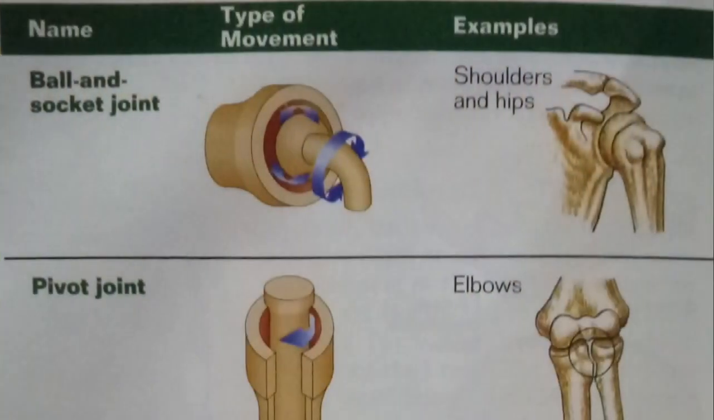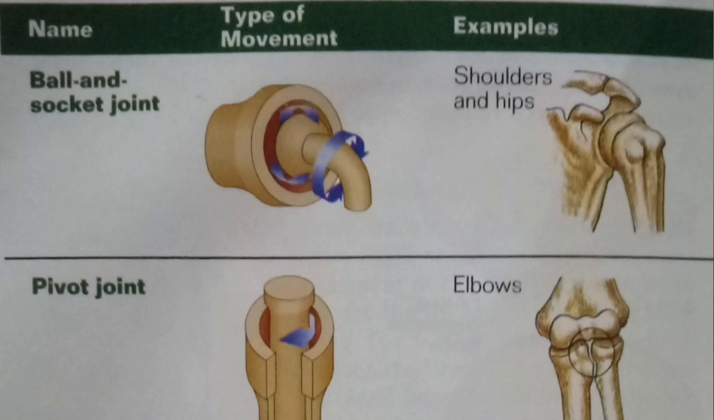Third, freely movable joints. The joints that permit the greatest degree of movement are called freely movable joints. The best example of a freely movable joint is the ball and socket joint. Such joints allow the bone to move in all directions. The best examples of ball and socket joints are the shoulder joint and the hip joint.